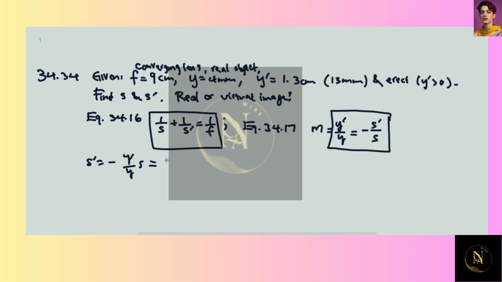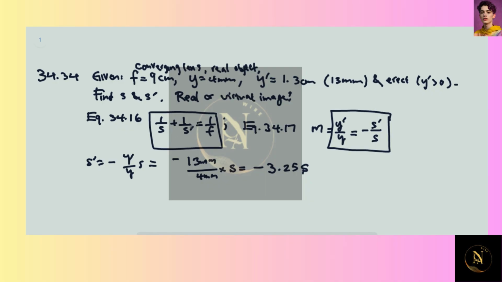And y prime is 13 millimeters and y is 4 millimeters, and that's times S. So I get minus 3.25 S. Okay, so I have S prime is minus 3.25 S.